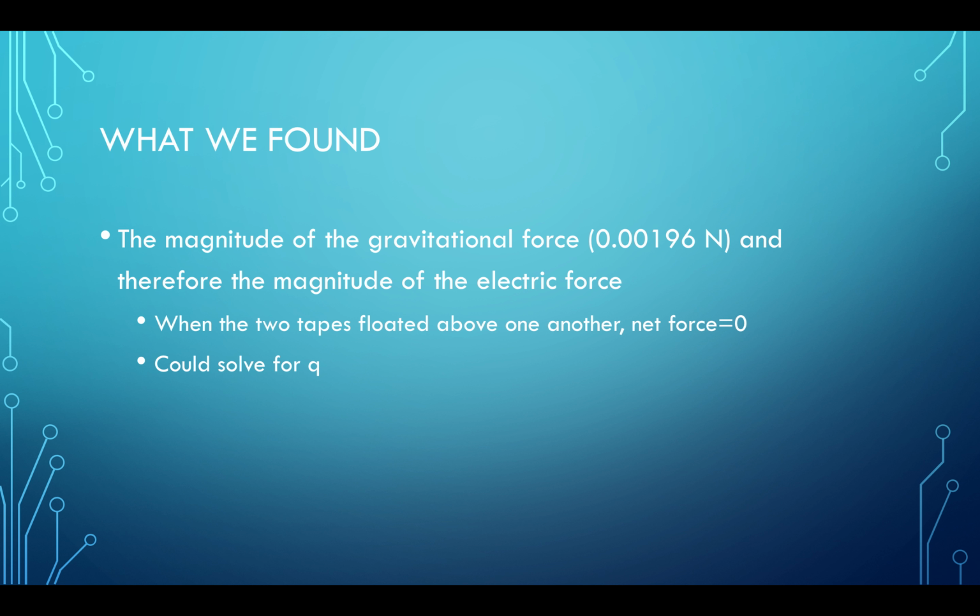We knew that at that instant the net force is zero, so the two forces, which are the gravitational and electric force, must be equal in magnitude, but they are opposite in sign. This is due to Newton's second law, which is net force equals mass times acceleration, and since at that moment the two tapes were not accelerating, the net force was zero. Setting F equals mg and the electric field formula multiplied by charge Q, which is the electric force formula, equal to each other, we were able to solve for the charge Q.